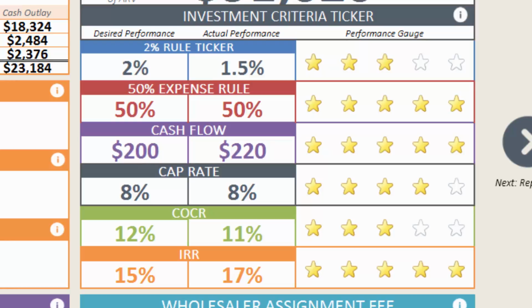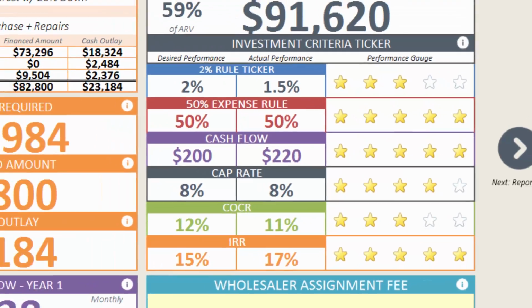The next ticker calculates how much monthly cash flow the property is generating and compares it to your landlord's desired monthly performance. The cash-on-cash return ticker calculates the cash-on-cash return that the property is generating by dividing the annual cash flow by the total initial cash outlay. The internal rate of return calculates the internal rate of return that the property is generating compared to your landlord's desired performance.